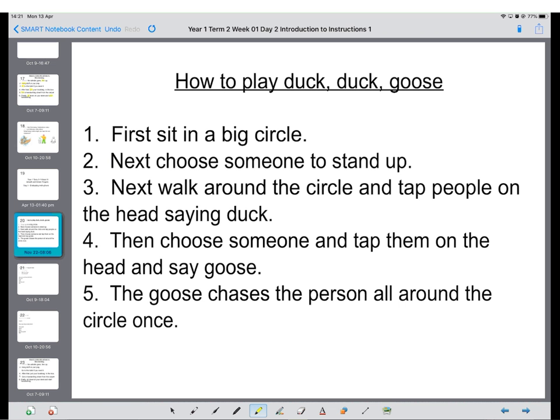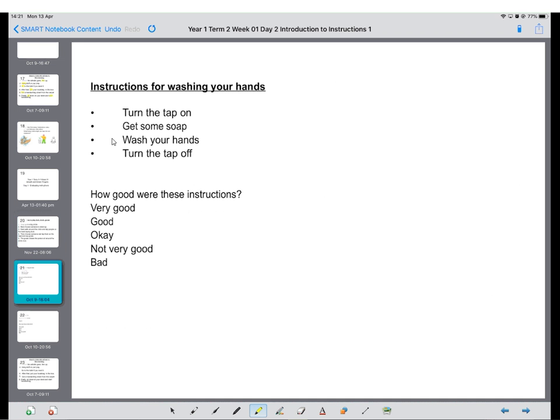Okay, now we're going to have a look at some other instructions, and you've got to decide how good these are. Okay, so this set of instructions is for washing your hands. Turn on the tap, get some soap, wash your hands, turn the tap off. So have a think about and tell your grown-up how good these were. And if you don't think they were brilliant, try to say what was missing.